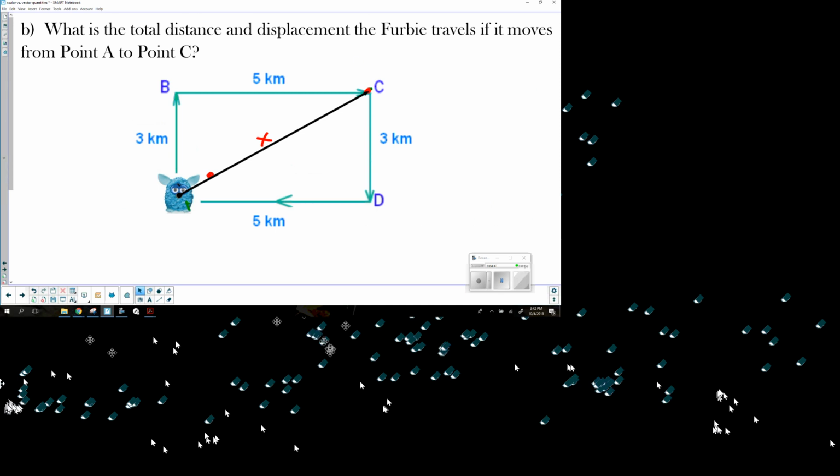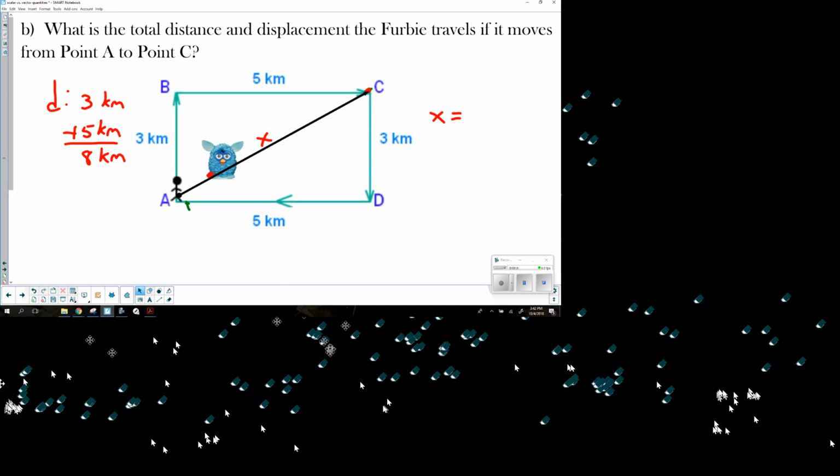So we're going to do distance and displacement again, except that we are going to look at it from point A to point C. So Mr. Furby's going to go here, and he's going to go there. So here's the distance. I'm going to go 3 kilometers plus 5 kilometers for a total of 8 kilometers. But now I've got a displacement that's going to be different because the change in position is the shortest along the diagonal, kind of how the crow flies.